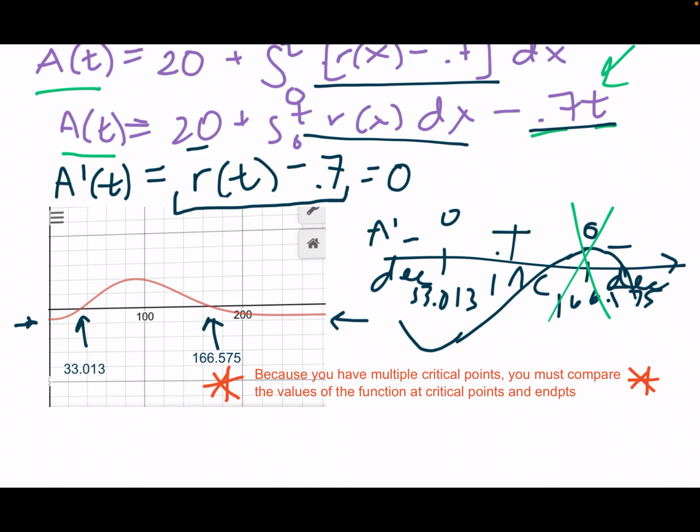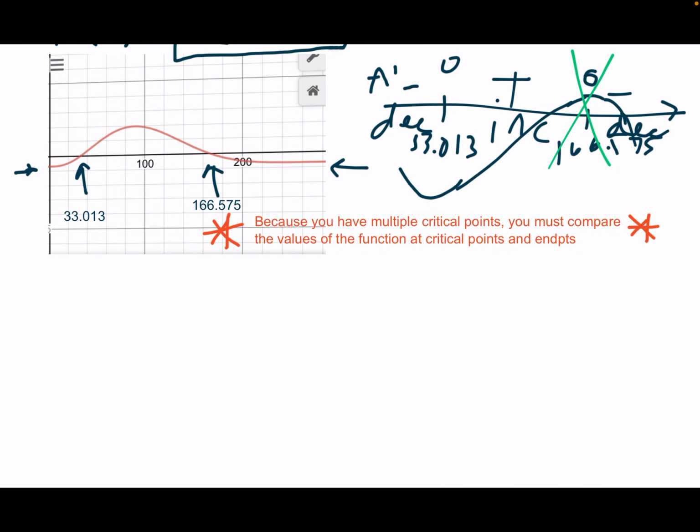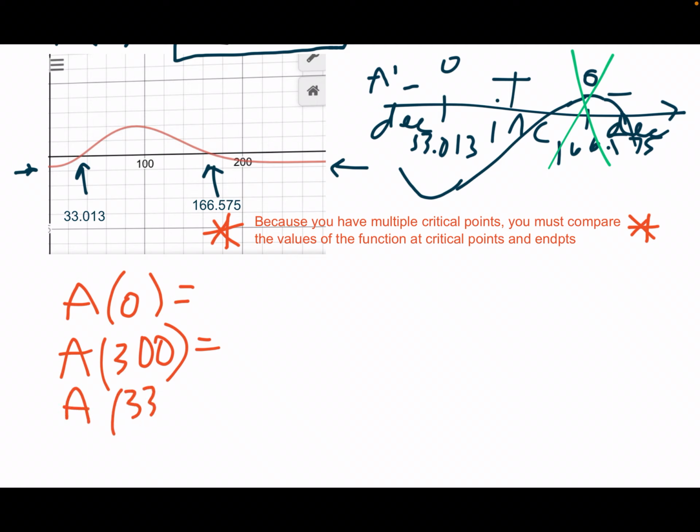So I need to know what the amount of people is at time 0 and time 300. Critical points and endpoints. So those are my endpoints. The only critical point I have to consider for a potential absolute min is that 33.013 time, because I cannot have an absolute min at a local max. So we're going to compare these three values. We plug into our integral, so we know that A of 0 is 20. I know A of 300, fantastic, I already did this.